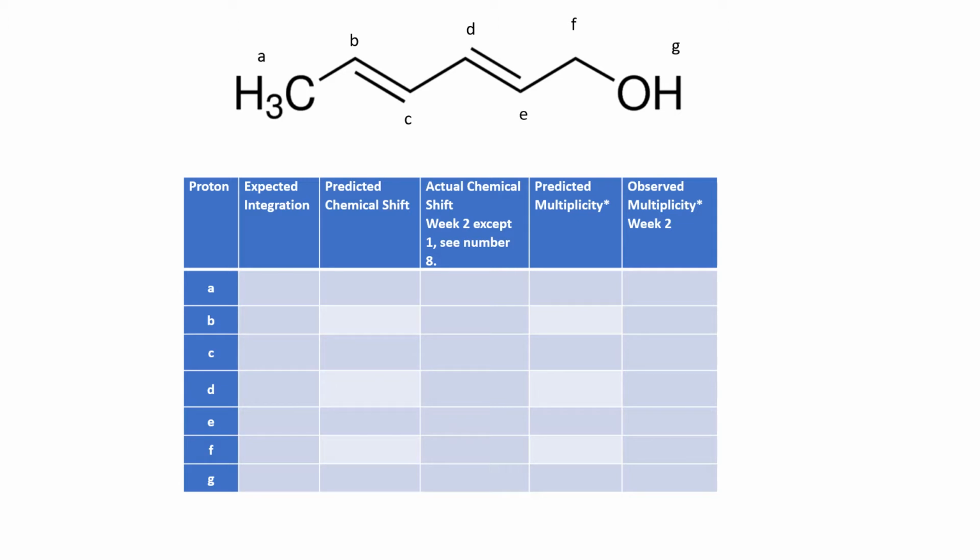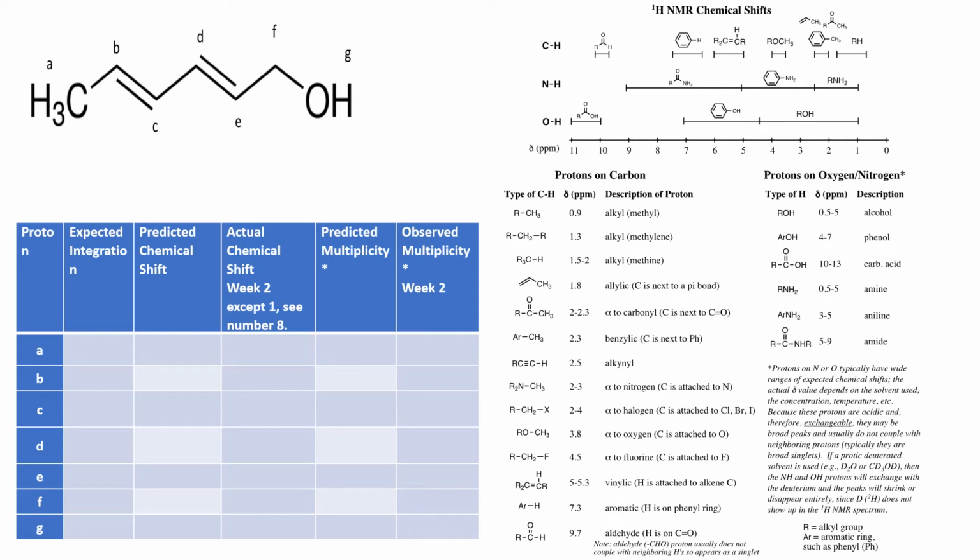What we're going to do is put the expected integration, predict the chemical shift, and then predict the multiplicity. This will be done in the experiment. The actual experimental chemical shift and the observed multiplicity will be done in the analysis too, so after the experiment. All right, so here's what we're going to do. We're going to start filling in this table, and we're using this table of chemical shifts to give us some idea of where we should be able to find these different protons.